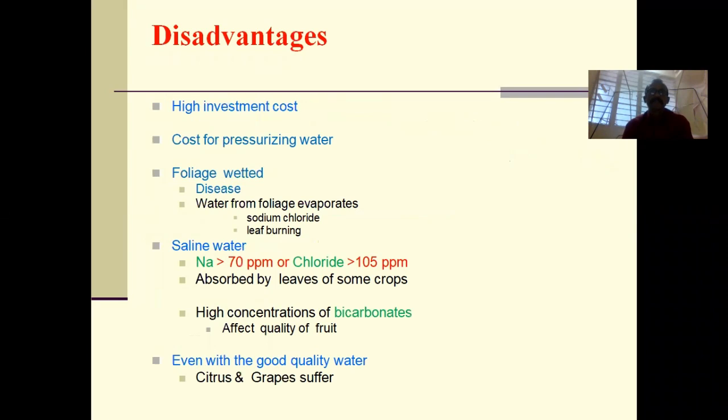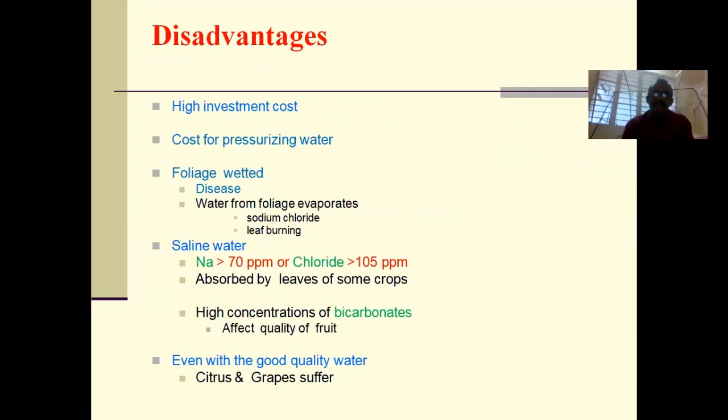So fixed cost for sprinkler irrigation is more, and the operating cost for pressurizing water is also added. And the third disadvantage is the foliage gets wetted every time we irrigate. When we go out in the rain, we get cold. Similarly, crops also, if they are wetted too often, then they get a disease. So this is one disadvantage.